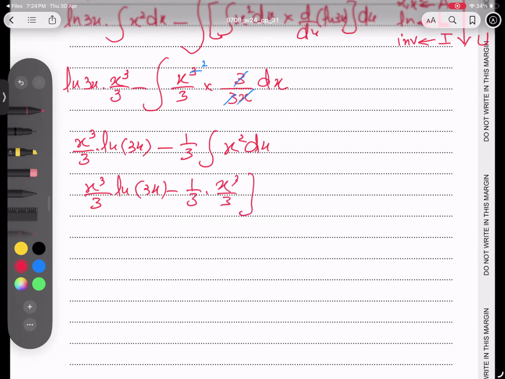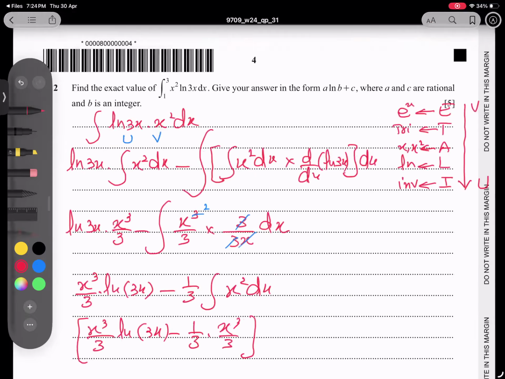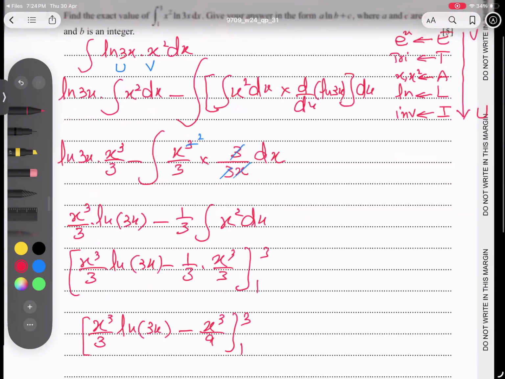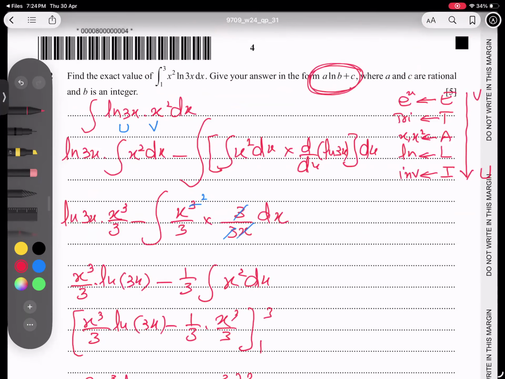And now I'm going to put limits. And what limits, students? 1 to 3. I simplify first and then I'll go for the limits. Otherwise, a risk is there and a chance of mistake is also there. I hope so, students, this is clear. And what is my job to find? It is said, given this form, A is a rational number and B is an integer. C is a rational number and A is also a rational number, but B is an integer.